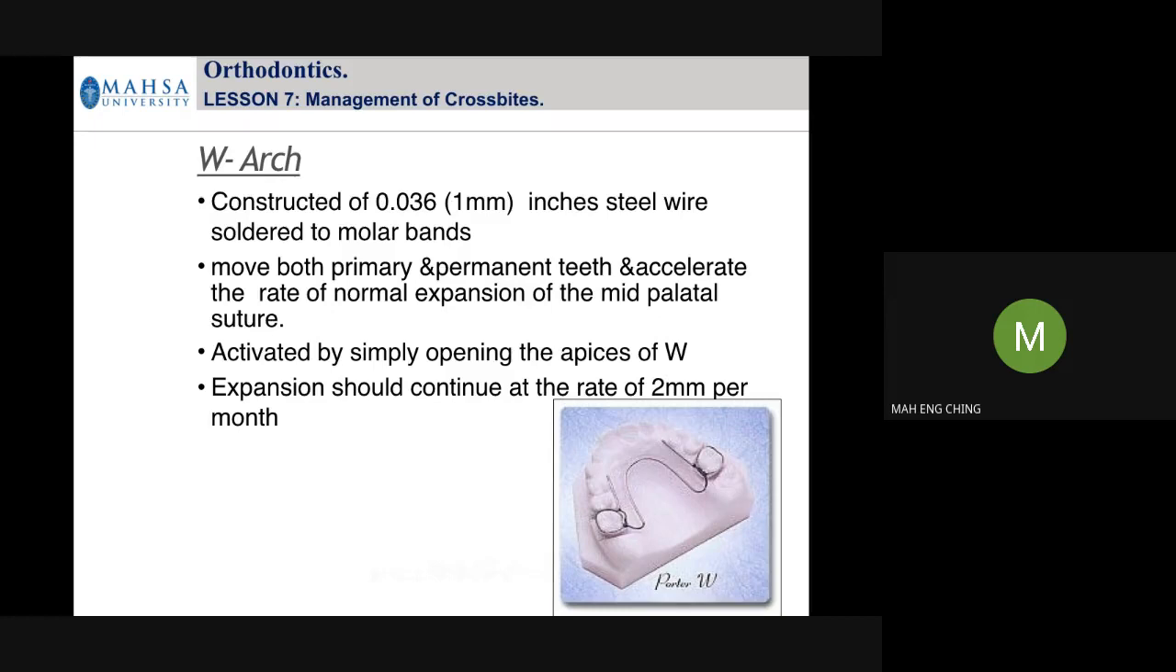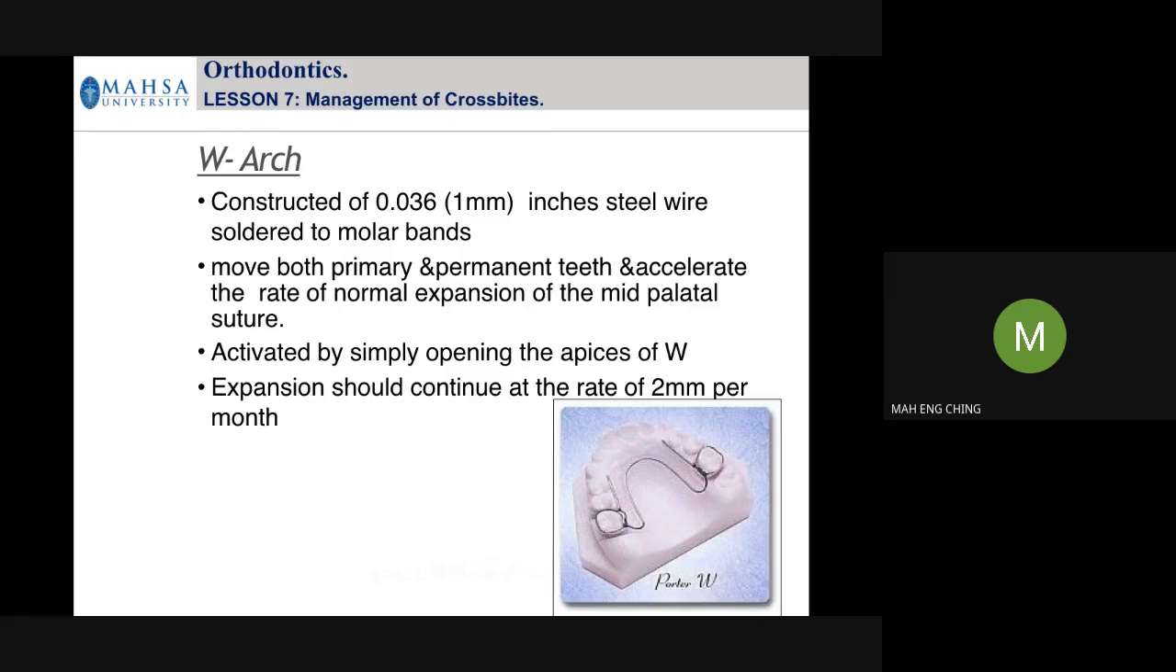It is activated by simple opening of the apices of the W. Imagine the W, then at the bottom of the apices, you can expand it a little bit. How you do it, you just use pliers. You can use the Adams pliers and just pull both sides in opposite directions. That's how you widen it, or how you do the expansion.